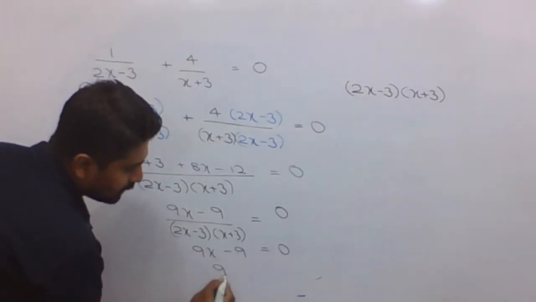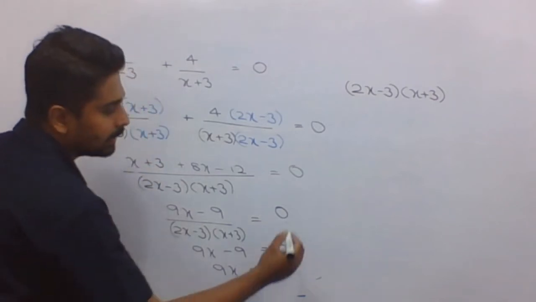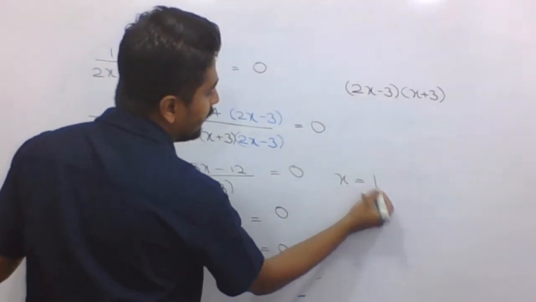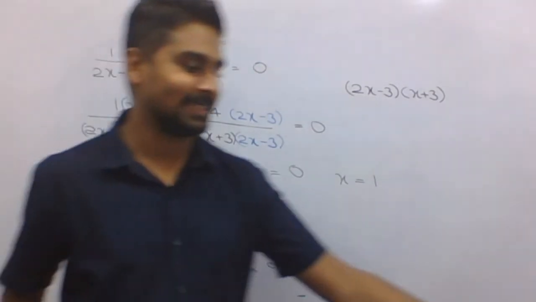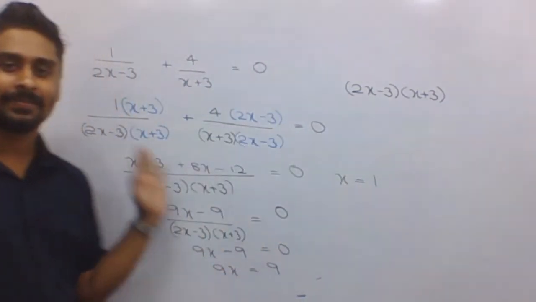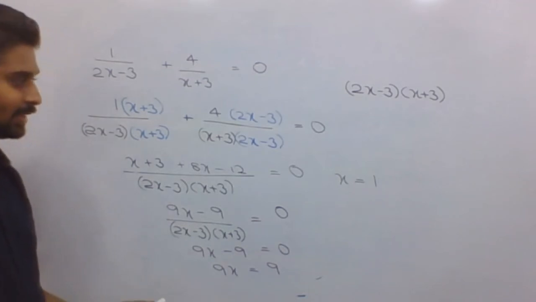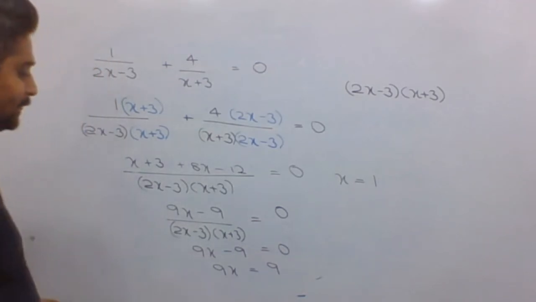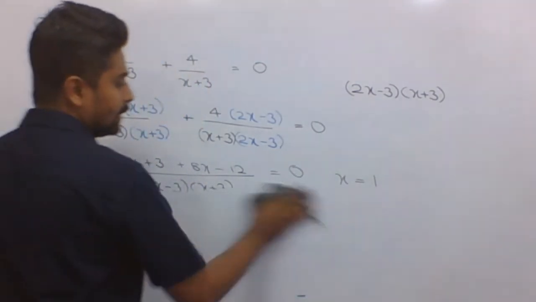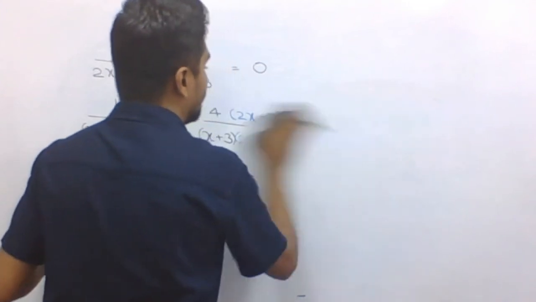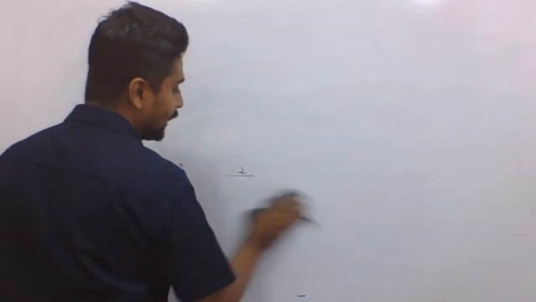equals 0. 9 you can bring to the other side. So divide both sides by 9. Then what happened? x equals what? x equals 1. x equals 1. Right? Okay. Then you can note down, right? This is the question. You can note down. Shall I erase? Okay. Then let's do the next question.